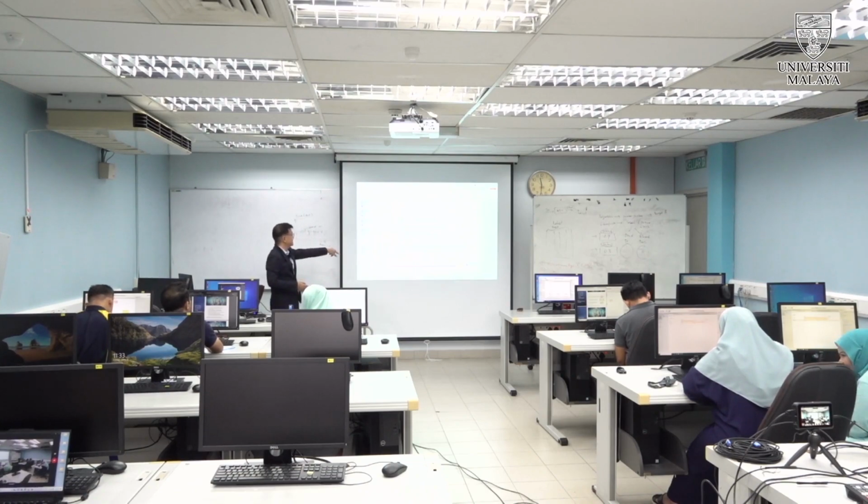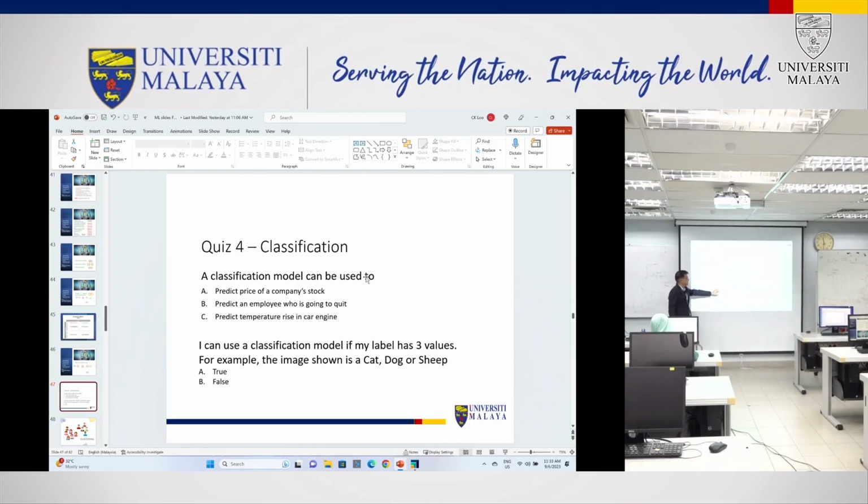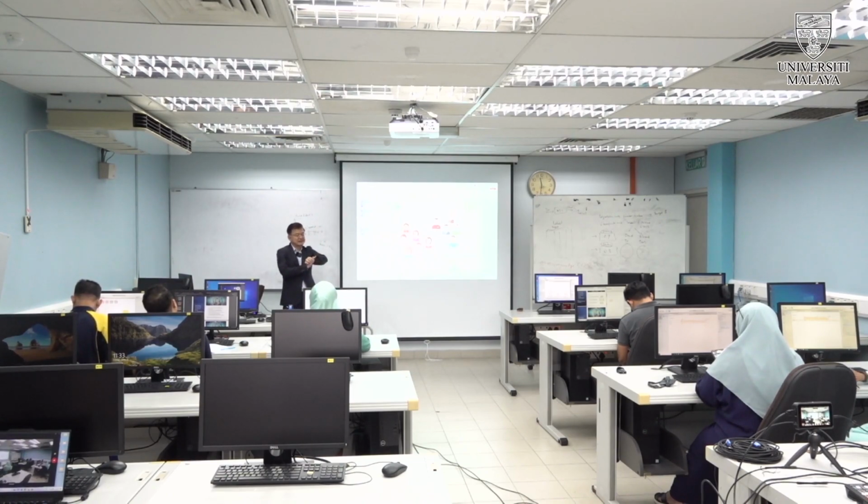Okay, yang ketiga ini cuba try. I can use classification model to predict label that has 3 value. Example, cat, dog, sheep. Inilah classification, different label. Boleh tak? Boleh kan? Okay. You just set the label for different number lah. Okay, so itu saja for classification.